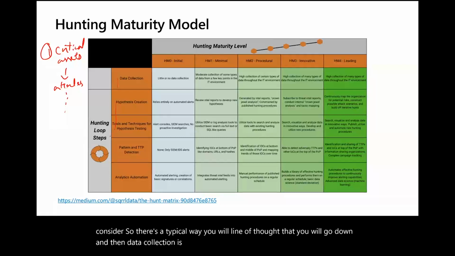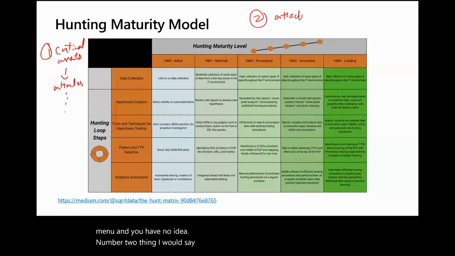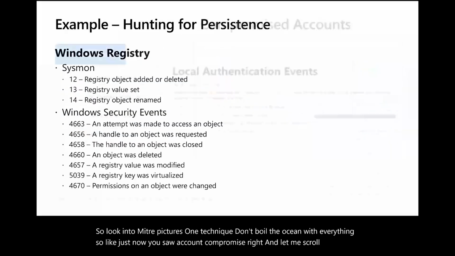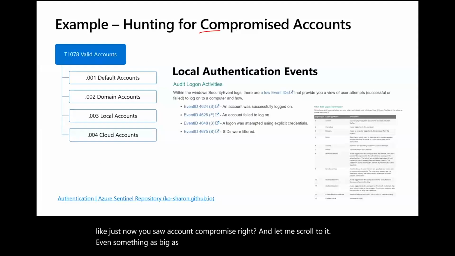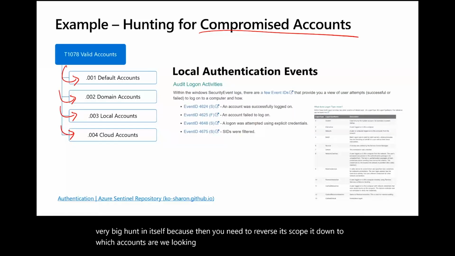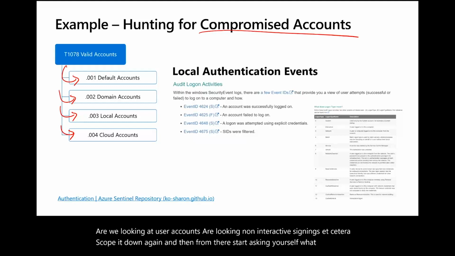If you're starting blank, net new, and you have no idea, the number two thing I would say is start from attacks. So look into MITRE, pick just one technique. Don't boil the ocean with everything. Like just now you saw account compromise, right? Even something as simple as it sounds, like compromised accounts, is a very big hunt in itself, because then you need to scope it down to which accounts are we looking for, which identities. Are we looking at API calls? Are we looking at user accounts? Are we looking at non-interactive sign-ins, etc.? Scope it down again, and then from there start asking yourself what exactly is the most important.